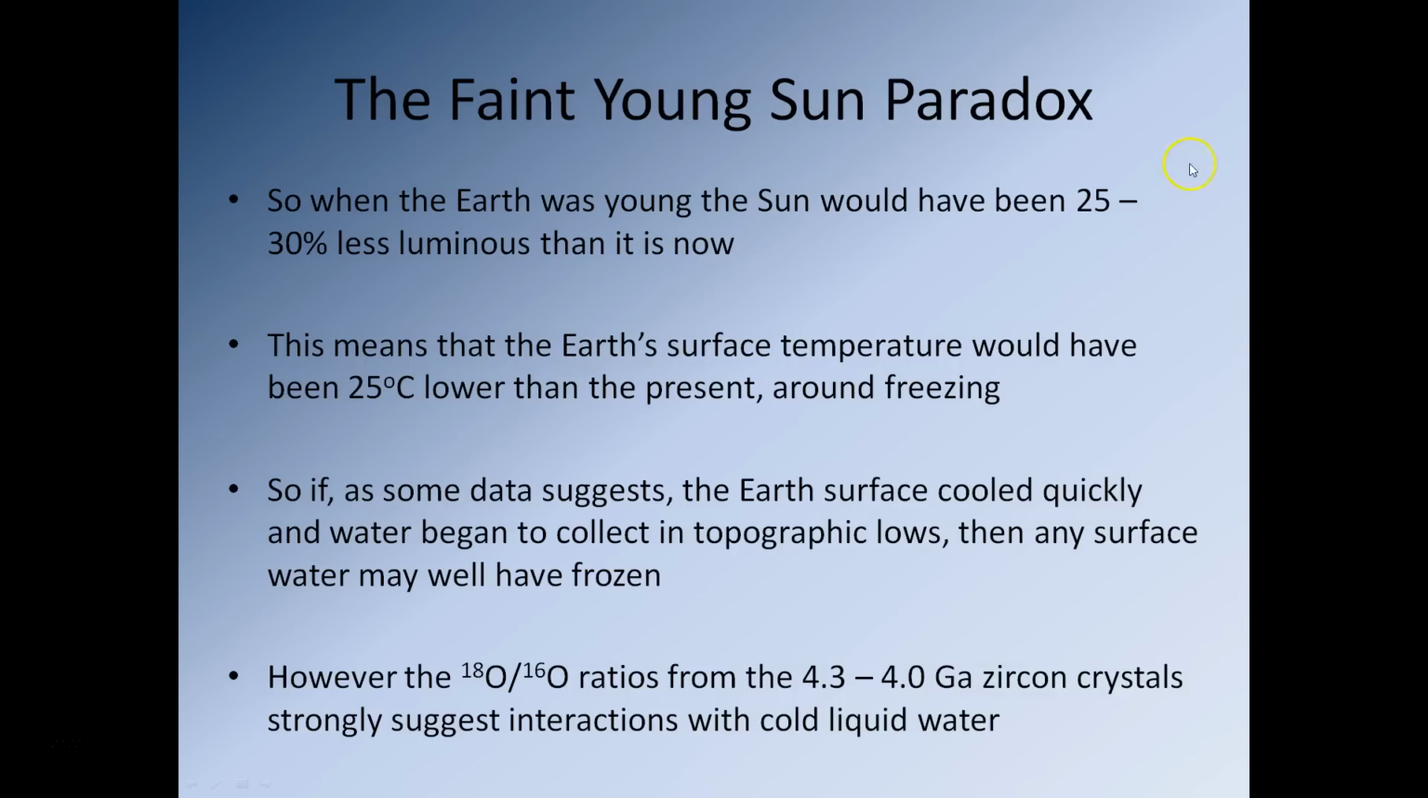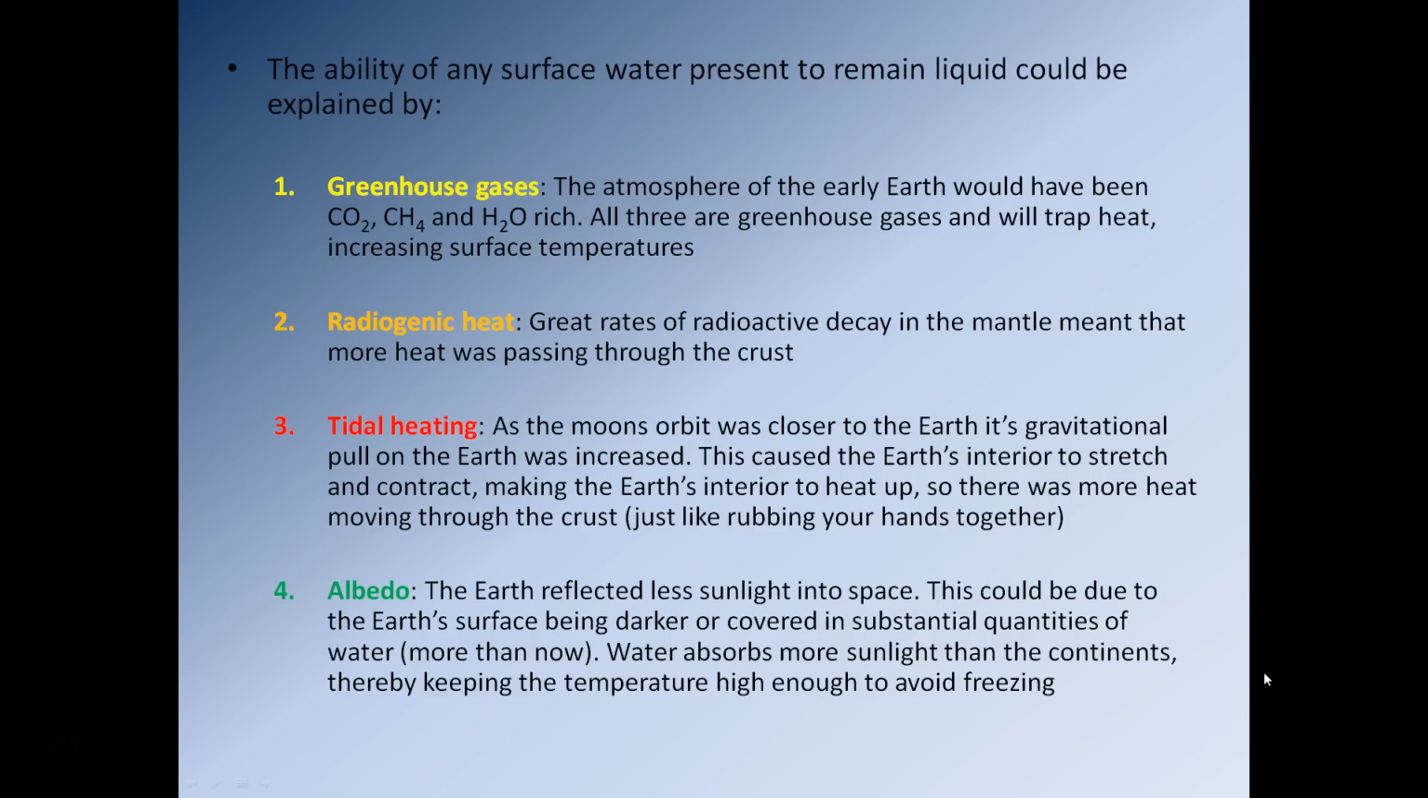How do we explain the fact that one calculation suggests that the Earth should be an ice cube, whilst the evidence we have suggests that no, there was cold liquid water moving around on the surface of the Earth, which should, based on the modelling, have been frozen? The ability of any surface water present to remain liquid could be explained by one of four possibilities.